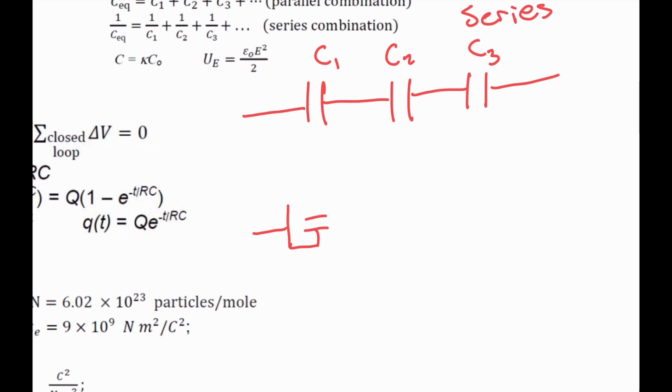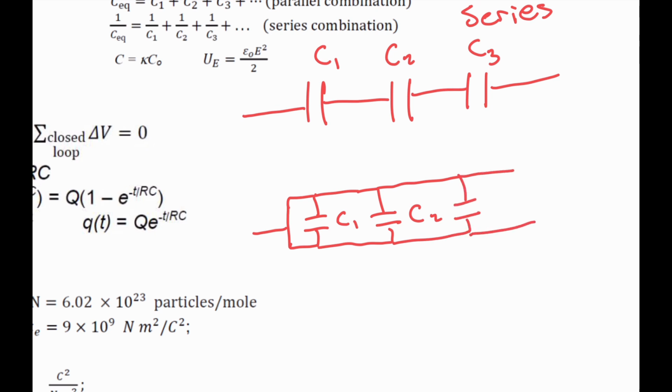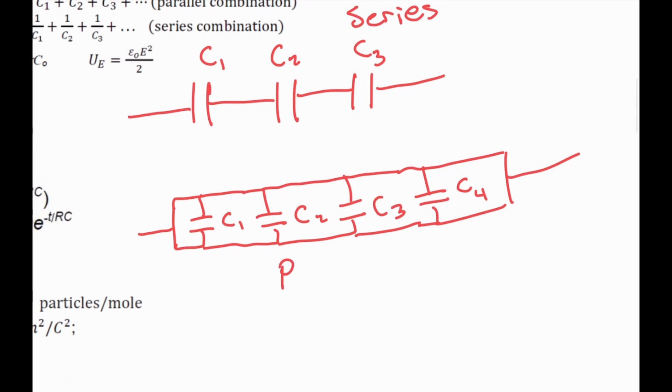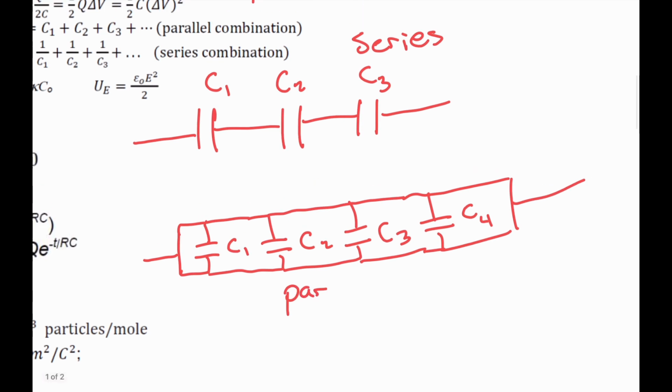So capacitors in parallel look like this. This is maybe C1. We'll call this guy C2. They are connected by their ends like this. Connected at both ends, you could say. Meanwhile, the series are connected only at one end. This is C4 here. And we could, boom, connect it like that. So this is parallel.